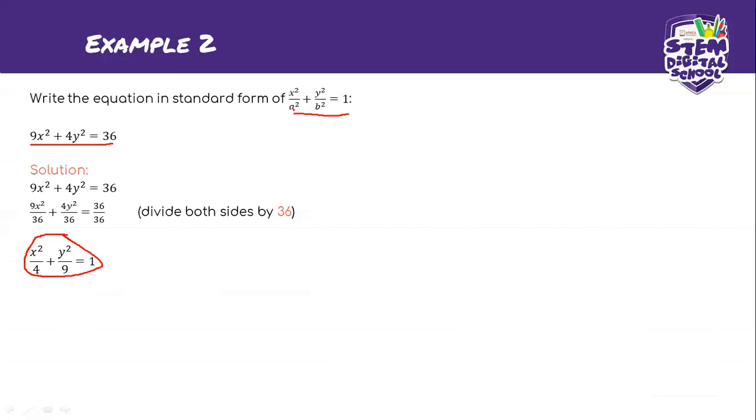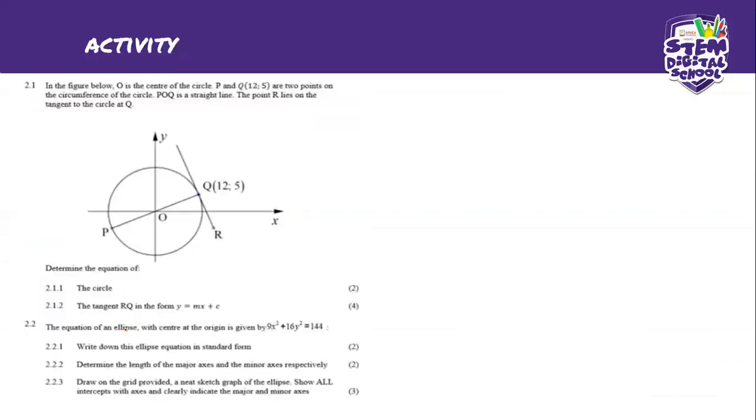But remember, we should write it in this format, where you can see the value of A squared and the value of B squared. Now we have 4 and 9. Then the last step, we can now see the value of A in this case is 2, and the value of B in this case is 3. So that's how you should write it in the standard form. You can do this activity to test yourself, to see whether you can apply what you have learned since we started this lesson.